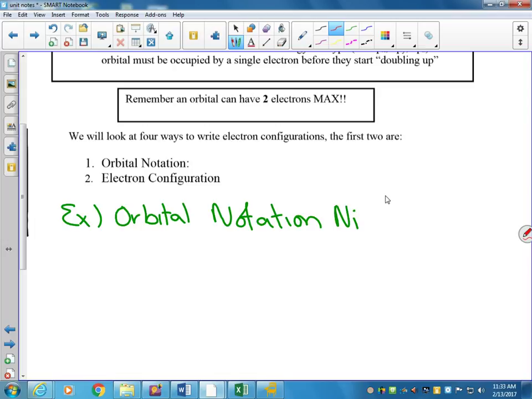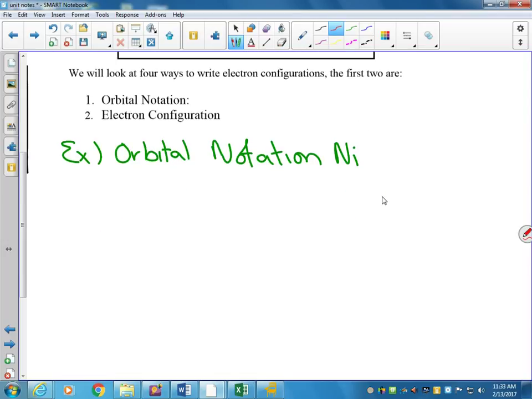So let's do the orbital notation of nickel, first and foremost. The first thing you're going to do is locate nickel on your periodic table. Where's nickel located on our periodic table? It's in the 4th row in the transition metals, right? So what level is that? Is that 4s? Is that 4p? Is that 3d?